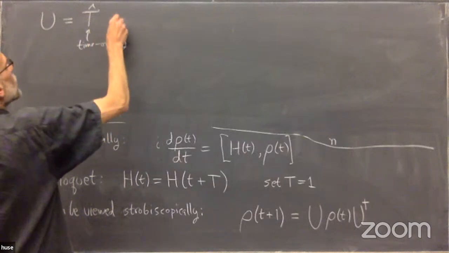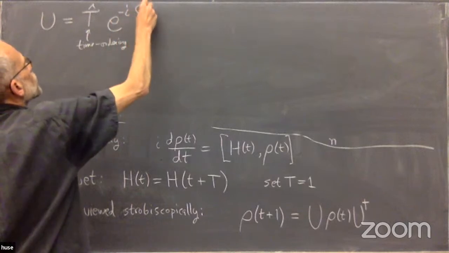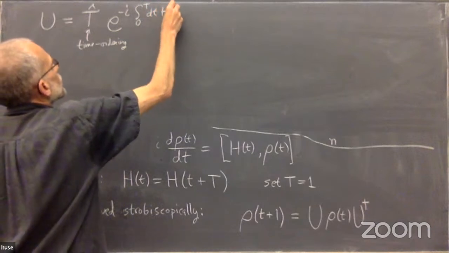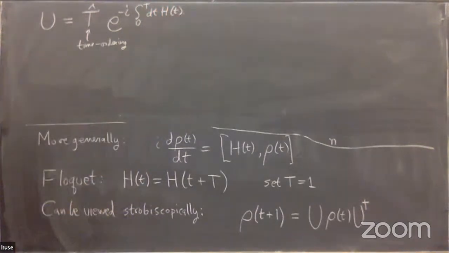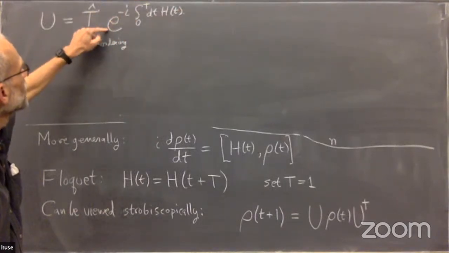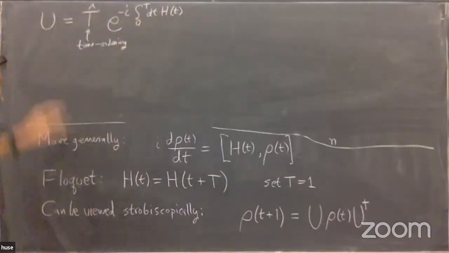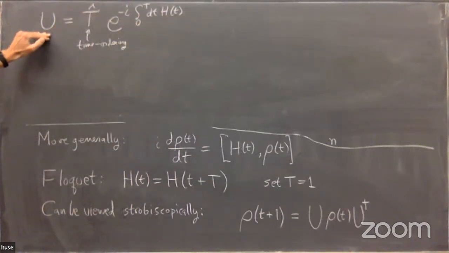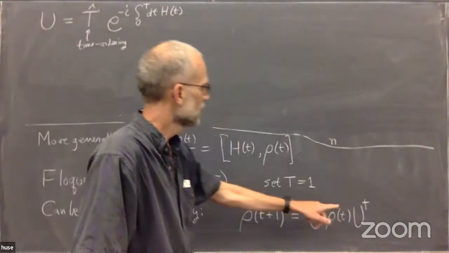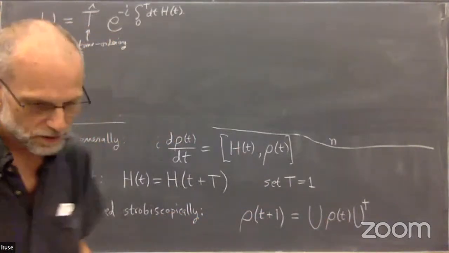And then you let that operate on e to the minus i integral from 0 to T dt H of t. So we just time evolve through 1 period. This is so that these Hamiltonians are all acting in order. And that defines the unitary operator that gives the time evolution from one time to a time that's a full period later.